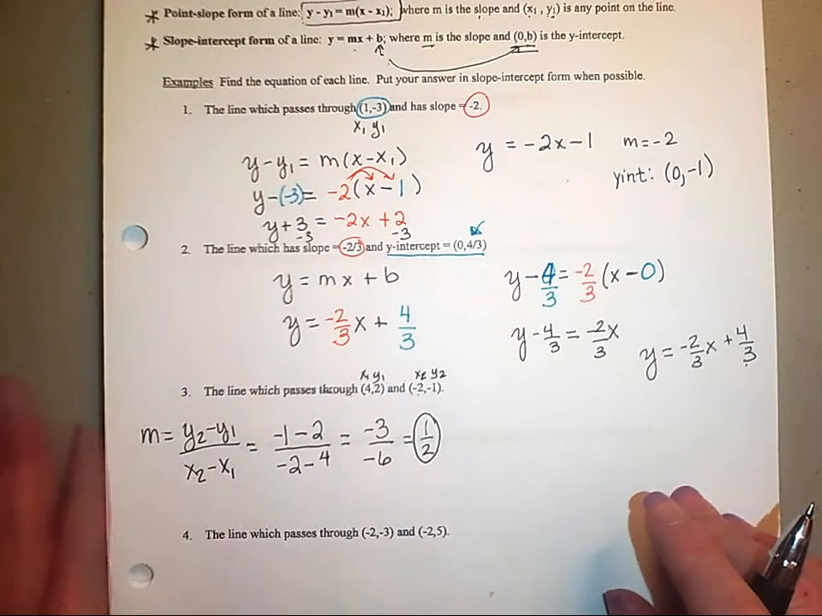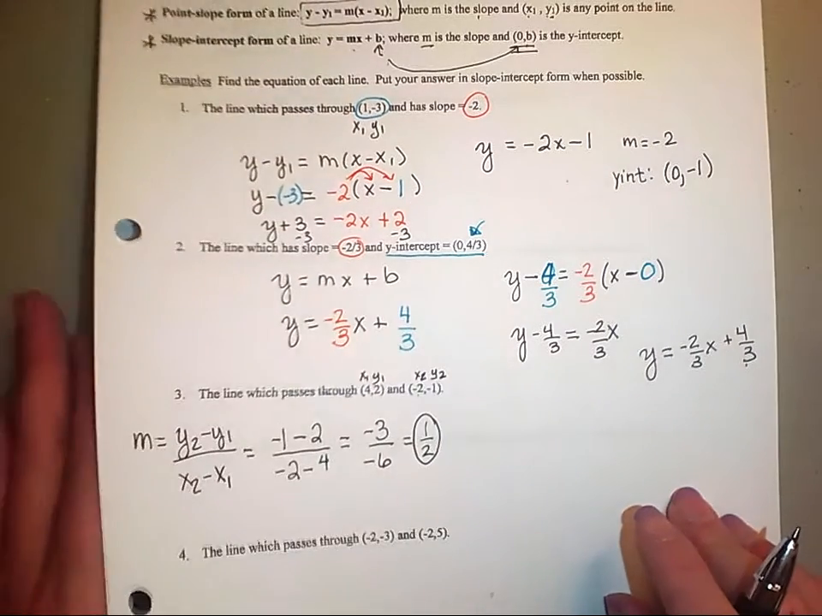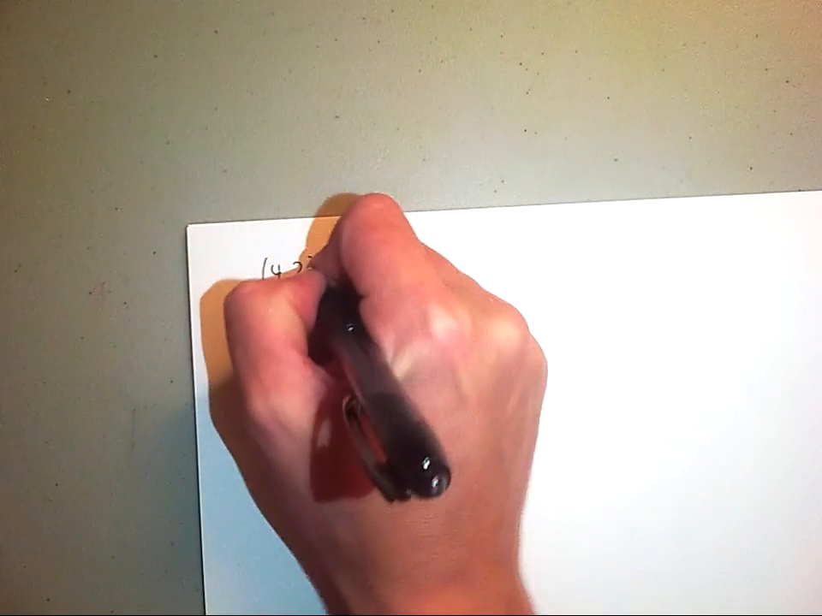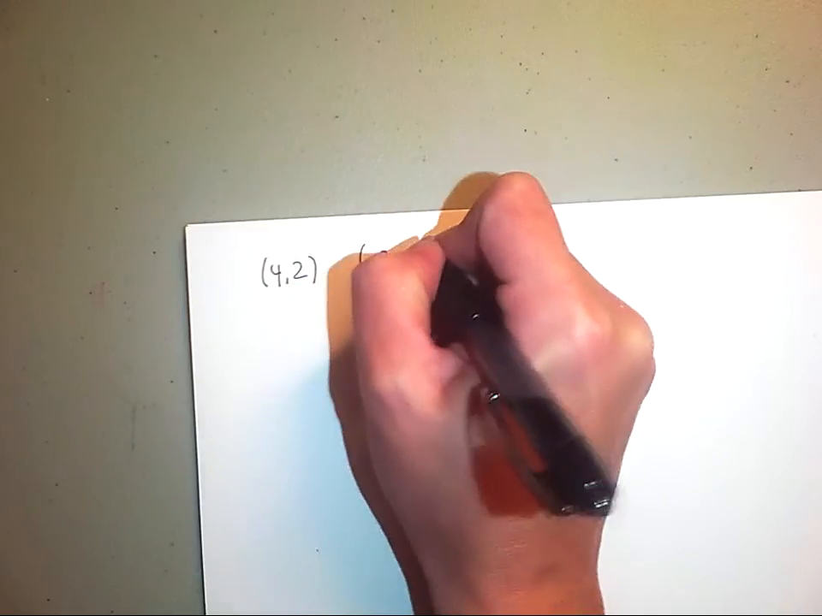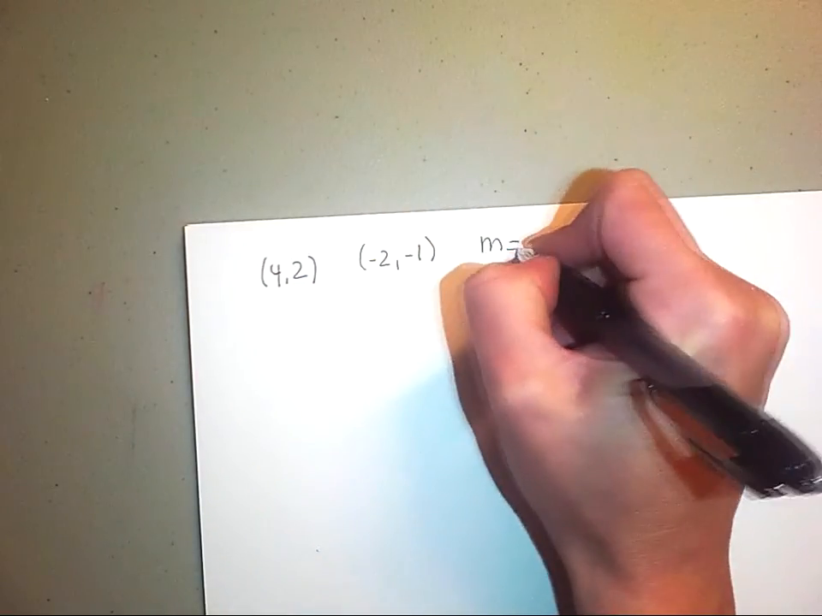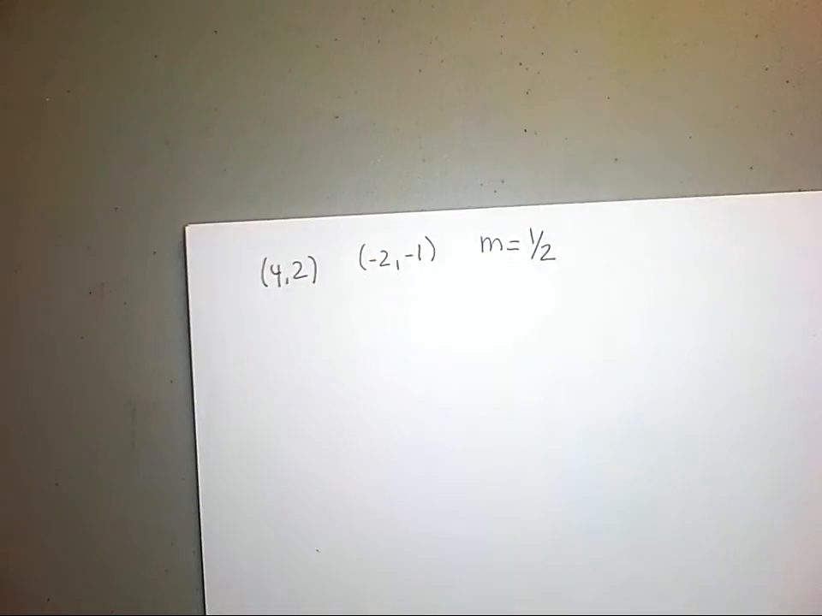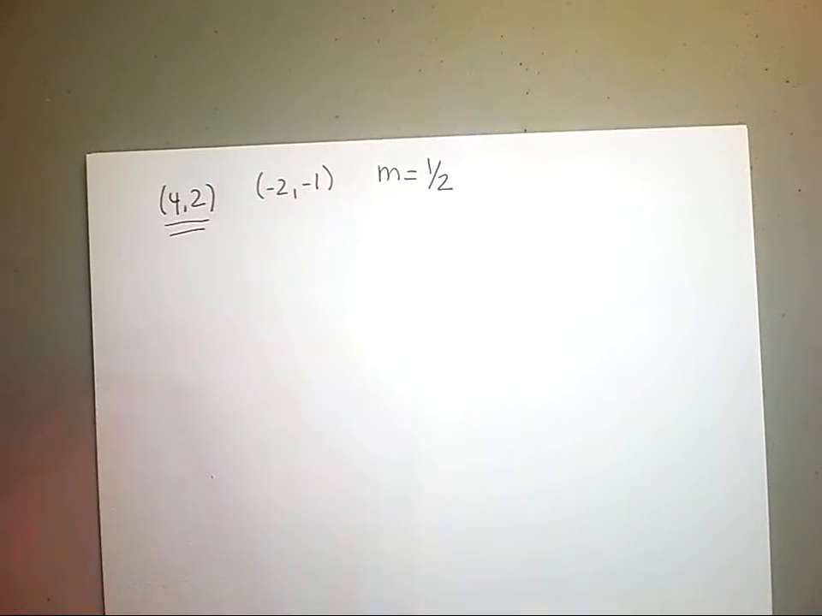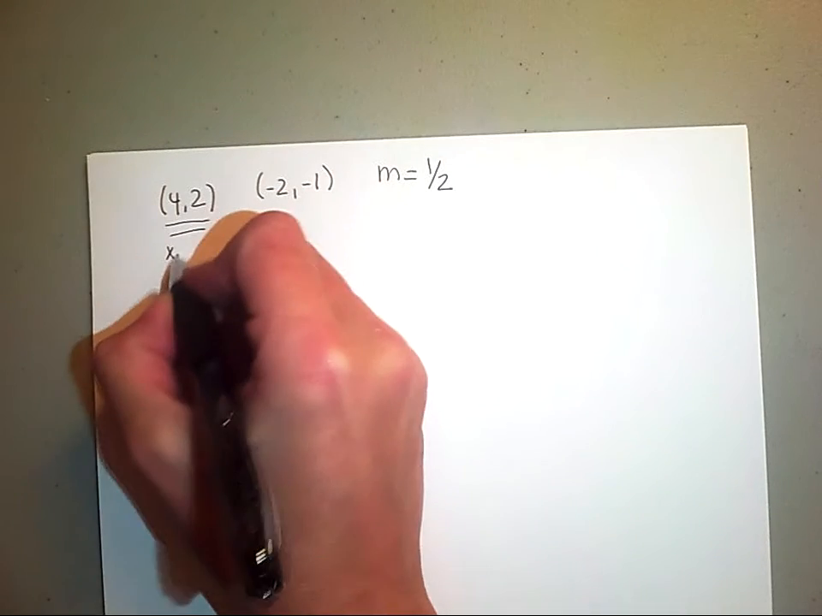Okay, so let me do this on another page so I don't scramble it. Okay, so now we know 2 points, 4, 2, and negative 2, negative 1, and we know that the slope is 1/2. All right. Now, all we need is the slope and 1 point. Okay. I would pick the easier point. Right? So let's use this one. Okay. So this will be our x1, y1.